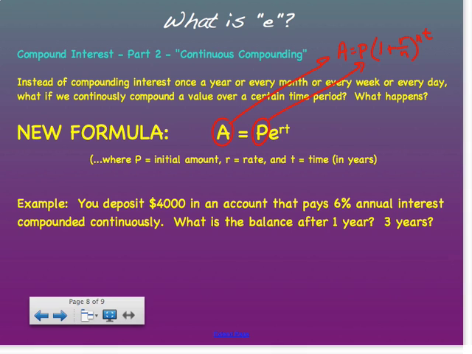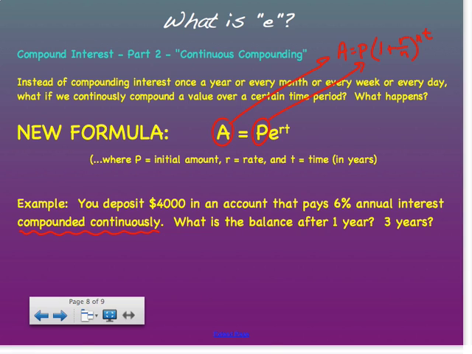Okay, if I look at this, it says you deposit $4,000 in an account that pays 6% annual interest, compounded continuously. Here's your key to figure out which one you're going to use. You have a lot of different models at this point. You should know if you see compounded continuously, you're going to use your new formula of A equals PE to the RT. It says what's the balance after 1 year? What's it after 3 years?